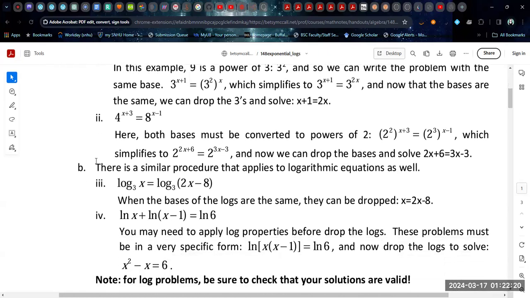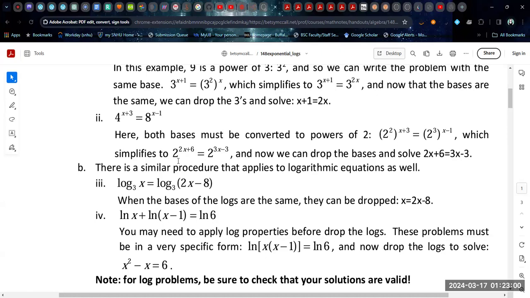Another example would be 4 to the x plus 3 and 8 to the x minus 1. Now, it's harder to convert 8 to a power of 4, but we can convert both 4 and 8 to powers of 2. So 4 is 2 squared and 8 is 2 cubed. And so if we make that replacement, powers to powers, we multiply in the exponent. And so the left side of our equation would become 2 to the 2x plus 6, since we multiplied x plus 3 by 2. And on the other side of the equation, 2 to the 3x minus 3, since we multiplied x minus 1 by 3.